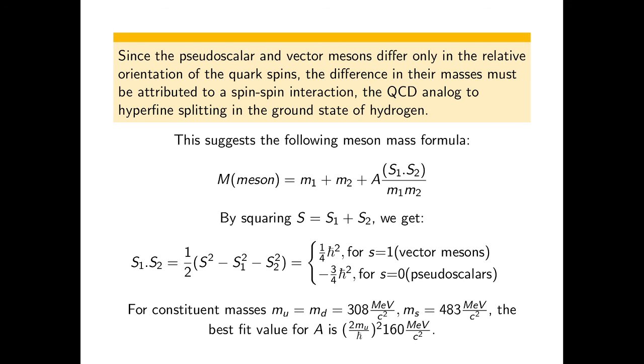Okay. Now, if we substitute the values of mu and md, which is equal to 308 mega electron volts by c square, and ms as 483 mega electron volts by c square, then the best fit value for A is 2 mu by h cross, the whole square, into 160 mega electron volts by c square. Next slide.